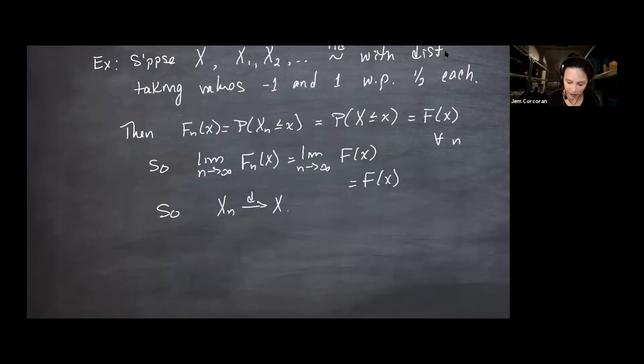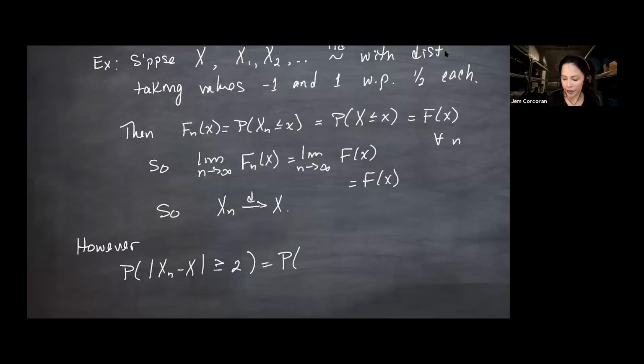Check this out. However, the probability that the absolute value of x_n minus x is, say, greater than or equal to 2. This is actually the probability that the absolute value of x_n minus x is equal to 2, because the only way these guys that take on the values minus 1 and 1, in absolute value, that difference could be greater than or equal to 2, means that it must equal 2.